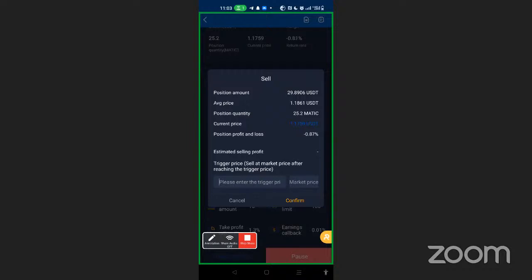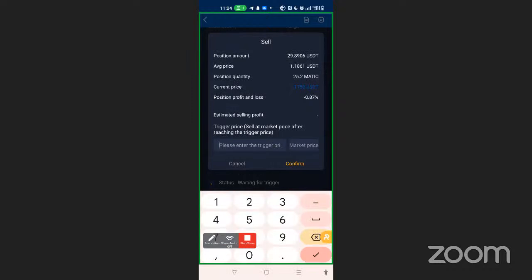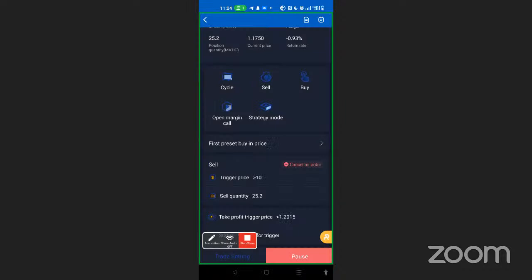I just come here and I say, I want you to sell my Matic when it hits $5. Maybe when it hits $10. Maybe when it hits $15. Maybe when it hits, let me say, $500. This will be a long journey, eh? But you can expect $10 by the end of the cycle. So when I confirm this, my robot will put in a sell order.